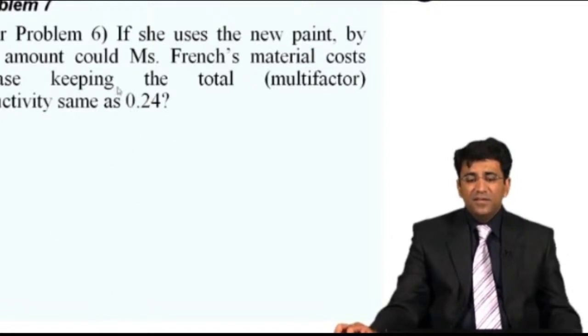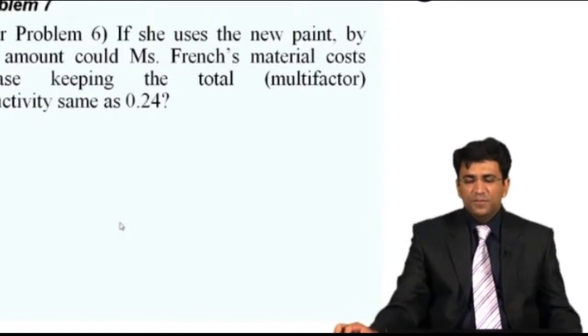It is being asked that if the productivity remains same, that is 0.24, which was initially with the old paint, how much will we have to add to the material cost so that we are able to achieve the similar level of productivity. So this is actually the requirement in this particular case, that is how much material cost should be increased to maintain the same level of productivity, that is 0.24.